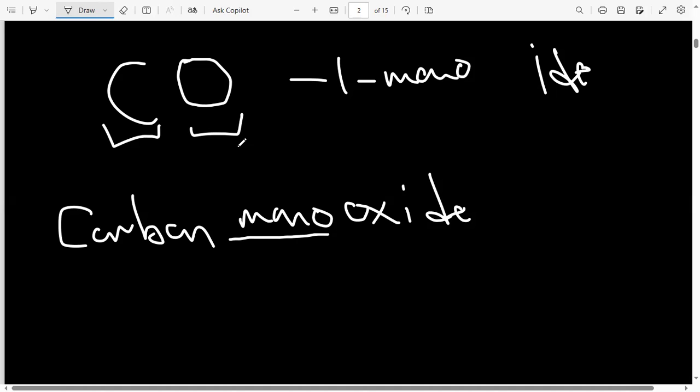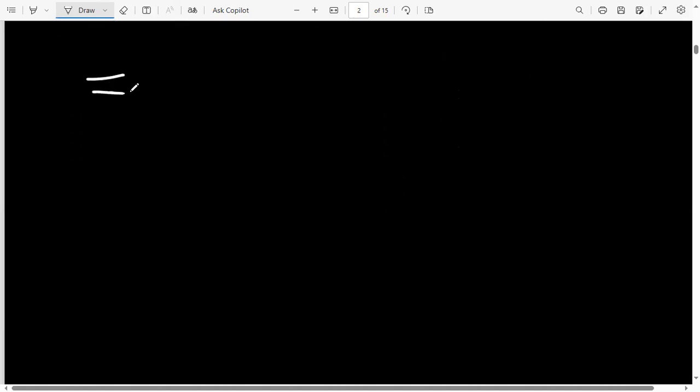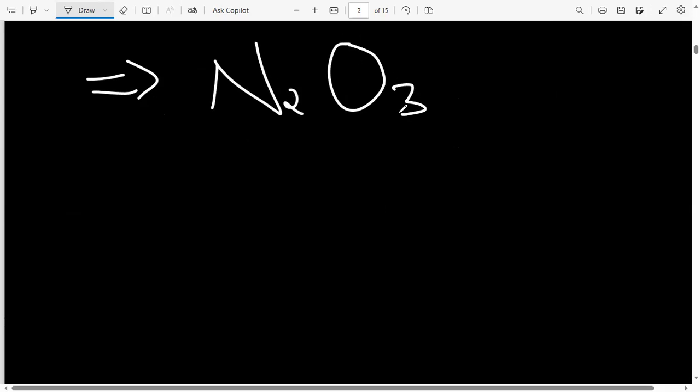Now notice that we don't put mono in front of the first element here. Even if it's 1, we never put mono there. But if you have 2 of them, 3 of them, you have to indicate. So now let me give you an example where the first element also has a prefix. Let's say we want to name this compound. We have N2, and then we have O3. We first have to identify, is this a metal or a non-metal? We see that this is a non-metal because we have nitrogen and oxygen that are bonding.